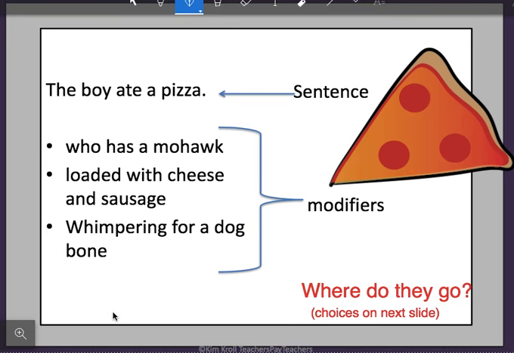So let's look at some examples. The boy ate a pizza. That's our sentence. And we have three modifiers: who has a mohawk, loaded with cheese and sausage, and whimpering for a dog bone. And we're going to look at where they could go.